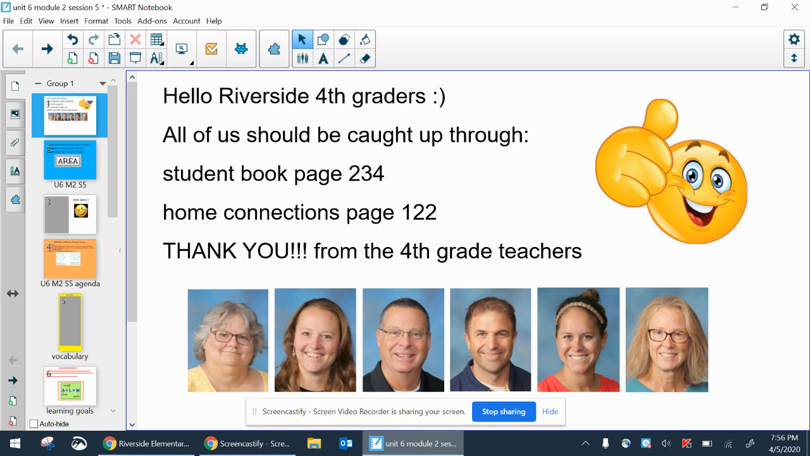So for today, all of us should be caught up through student book page 234 and Home Connections page 122. And this also goes along with making sure that your Google Math slideshow is updated through these pages as well.